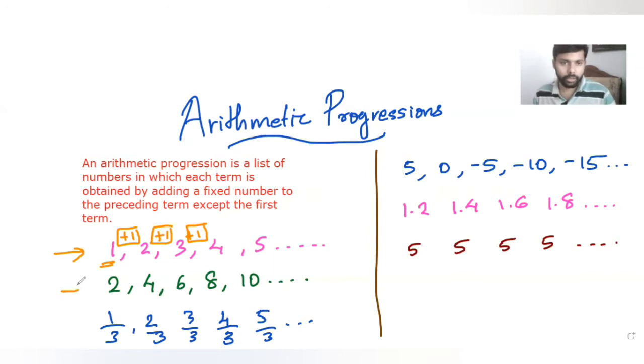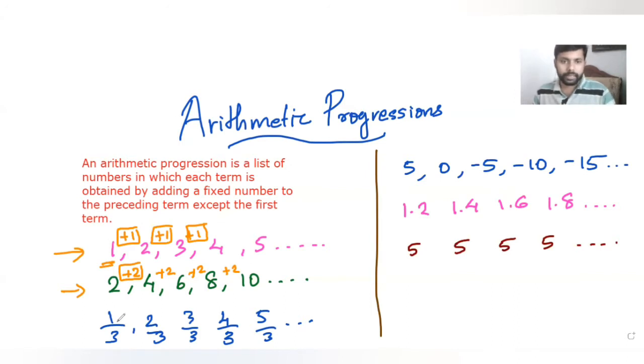In the second example, you can see the set of even natural numbers. Here also you can see a constant fixed number, that is plus 2. Here the fixed number is positive 2. Positive 2 is added in each case, and you are getting the next term. 2 plus 2, 4. 4 plus 2, you are getting 6. 6 plus 2, you are getting 8. 8 plus 2, you are getting 10, etc. Like that, we are adding a fixed value, positive 2.